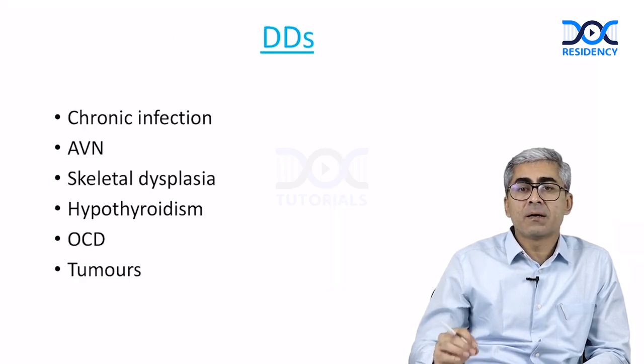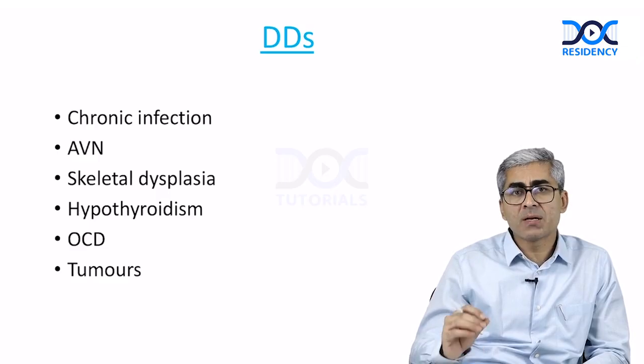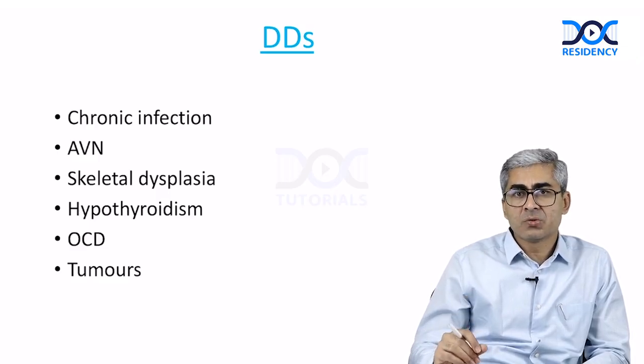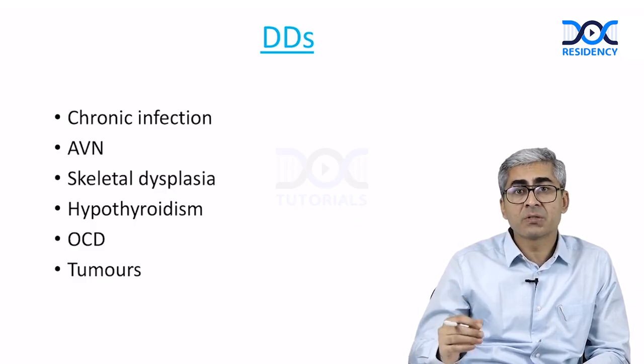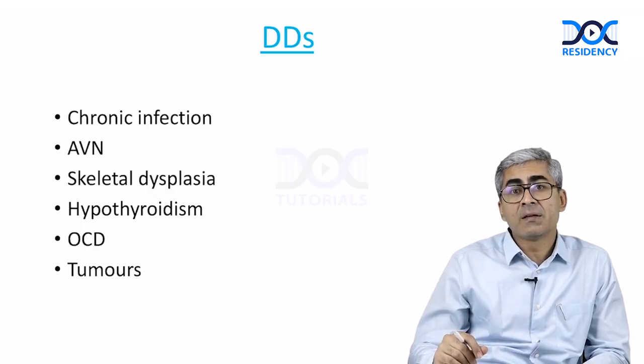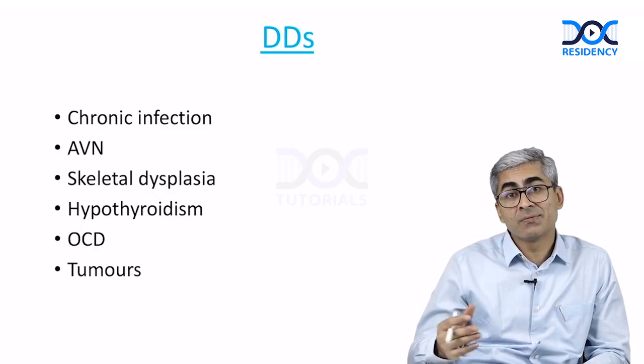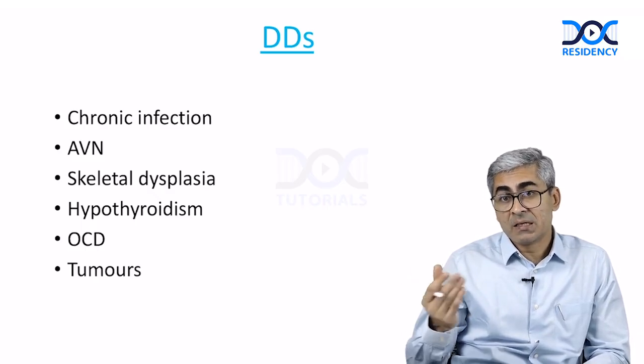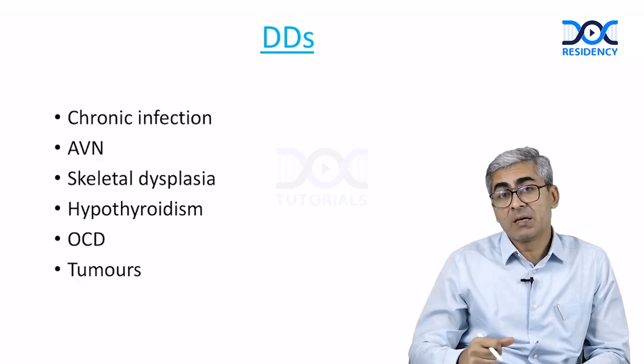So coming to differential diagnosis, what else could look like Perthes? A chronic infection in the femoral head, like tuberculosis, because there is a Perthes type of tuberculosis which is mentioned, and avascular necrosis itself, like in sickle cell anemia and steroid induced, can look like Perthes.